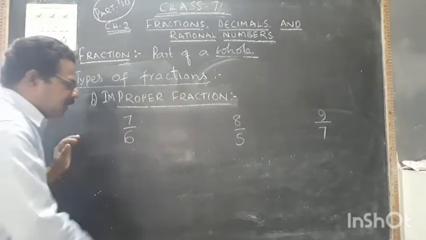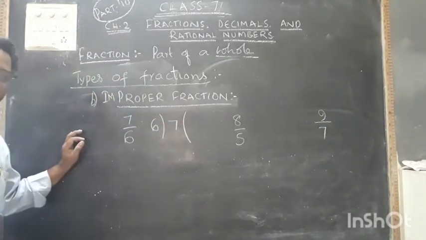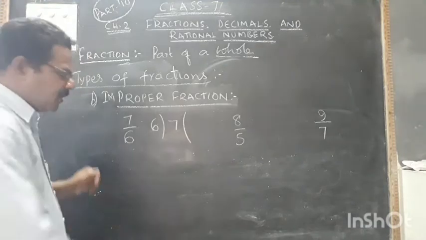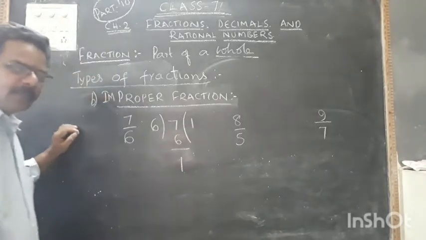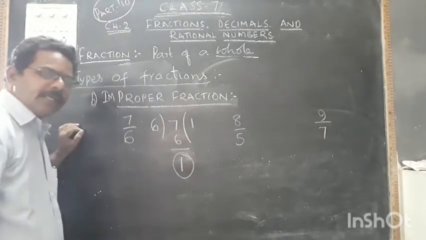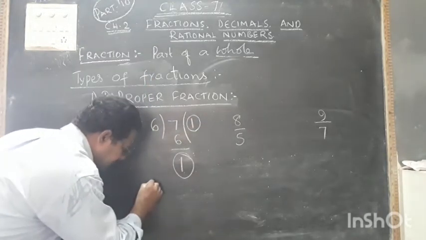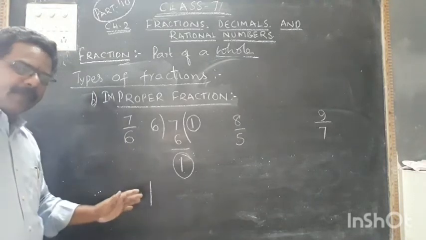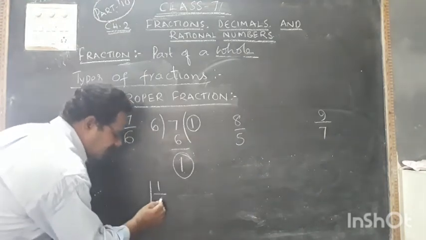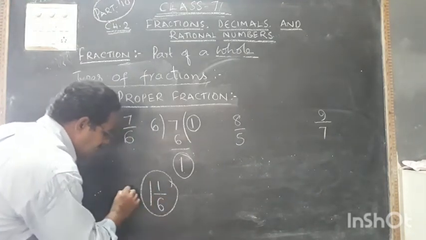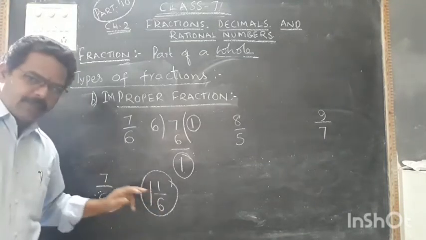How can we write 7 divided by 6 in mathematics? With the 6 table we have to divide 7. 6 ones are 6, we know the division. 1 is the remainder. So here 0 is not the remainder, 1 is the remainder. The quotient which we got, 1, we take as the whole part. After that, what is the remainder here? 1. By which number did we divide? 6. So 7 by 6 can be converted into the mixed fraction 1 and 1 by 6.